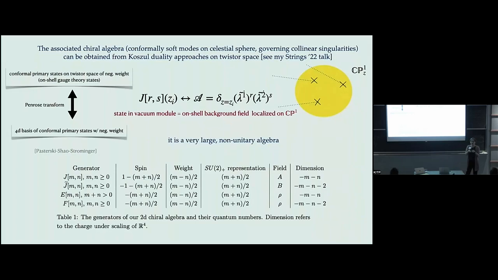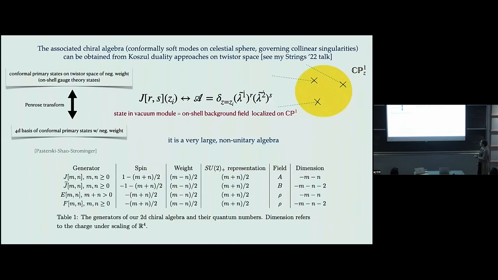So I'm looking at some field configurations that are really localized at points on the celestial sphere, so these should be local operators, if you like, in a putative celestial CFT. And for each such field configuration, I can construct states in the vacuum module of my chiral algebra or generators of my chiral algebra. And I do this for every 6-dimensional field that I have in the game. And so for curly A, I get a family of generators I call J, which in 4 dimensions correspond to conformally soft modes of positive helicity gluons. From curly B, I get J tilde, which are the negative helicity analog.